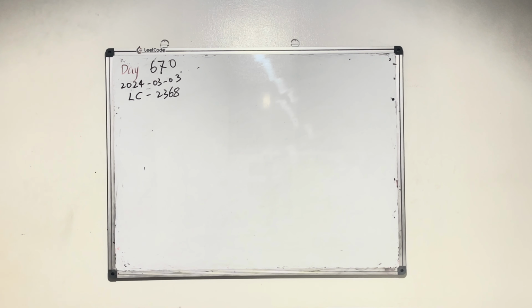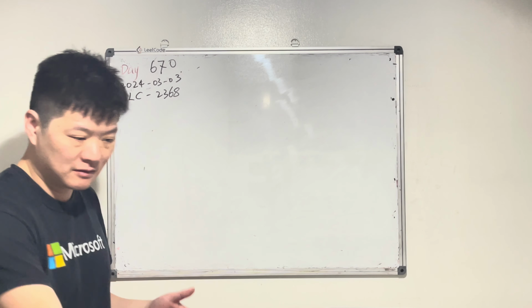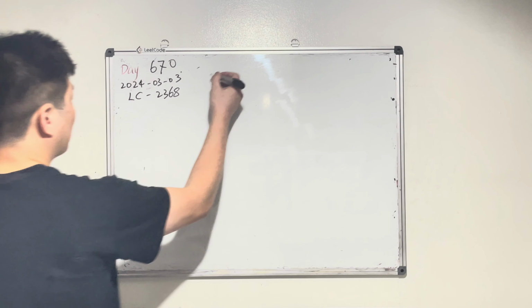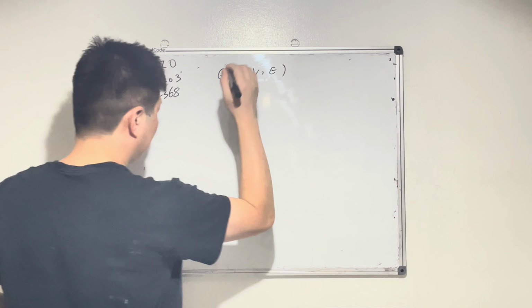Okay. So let's look at the graph. We talk about the graph. Graph is a data structure, right? With the vertex and edges. Graph is a collection of vertex and edges.